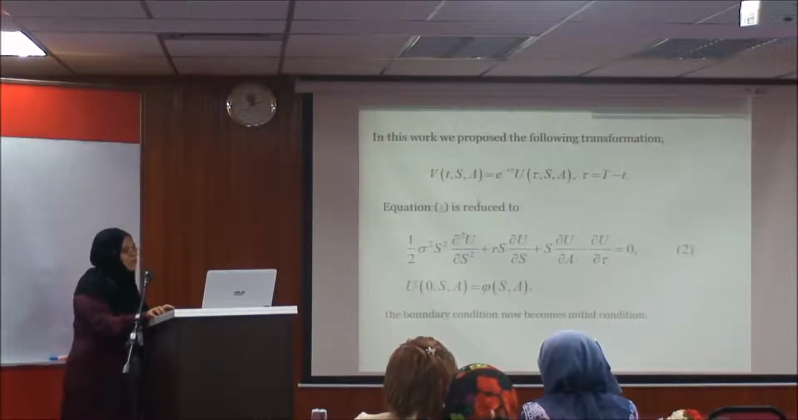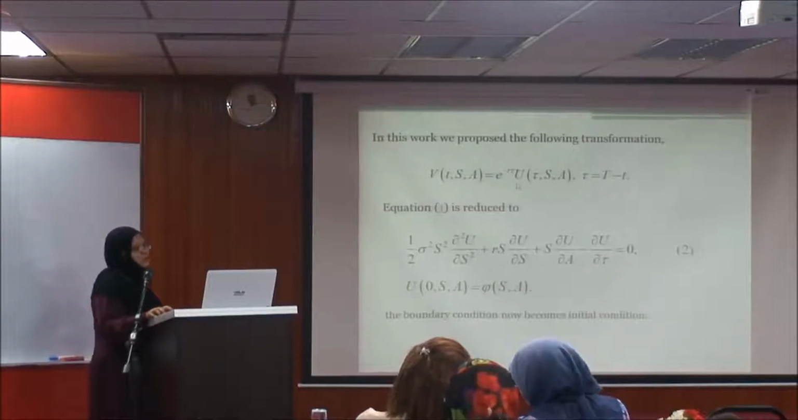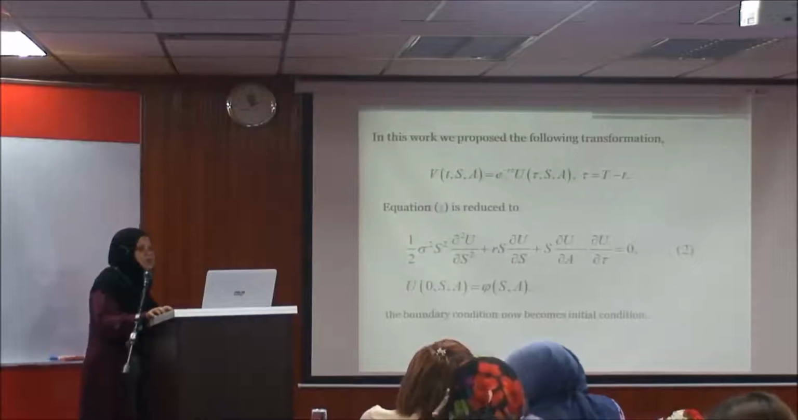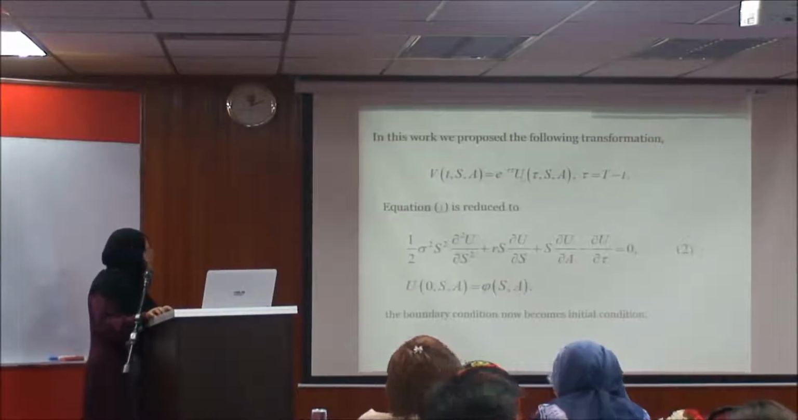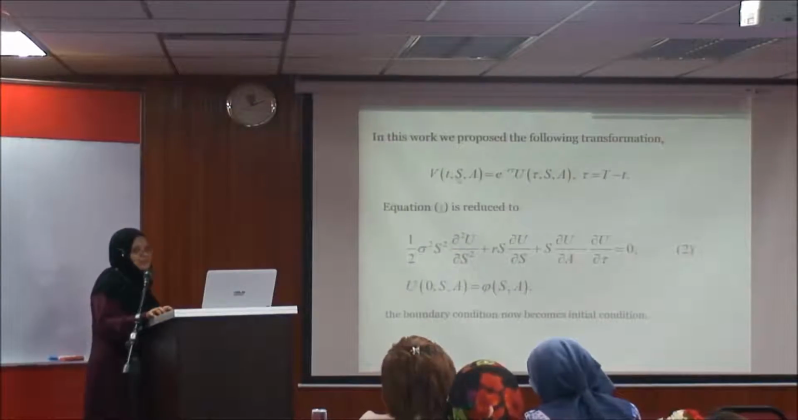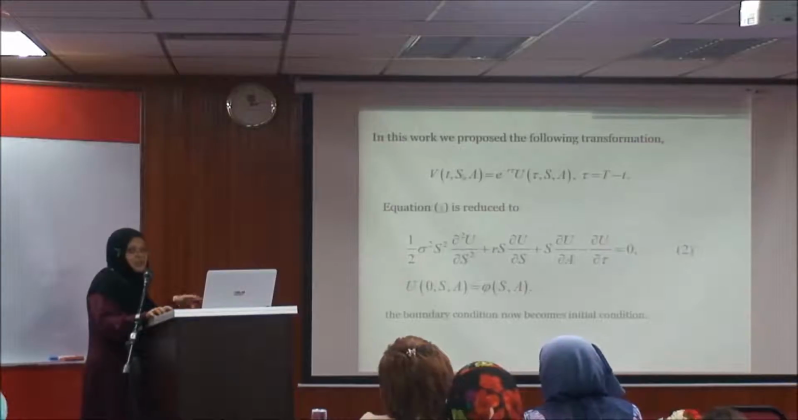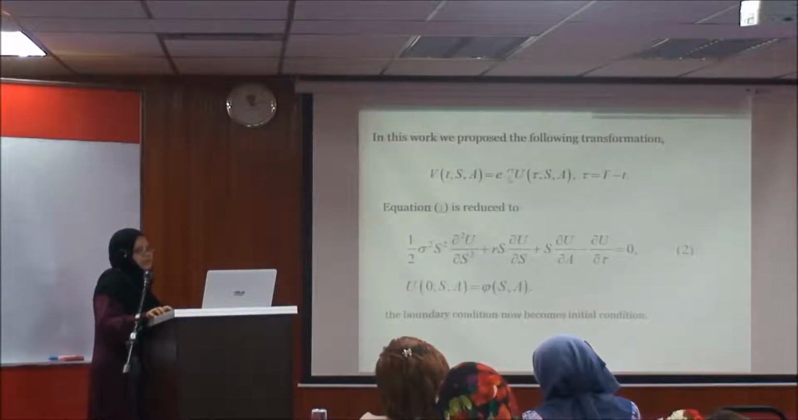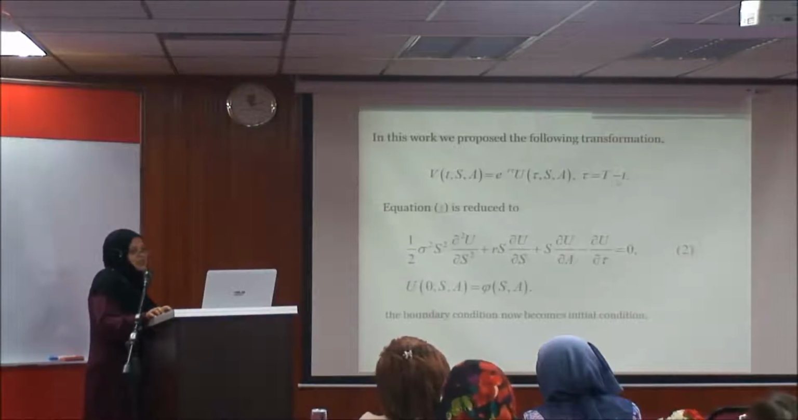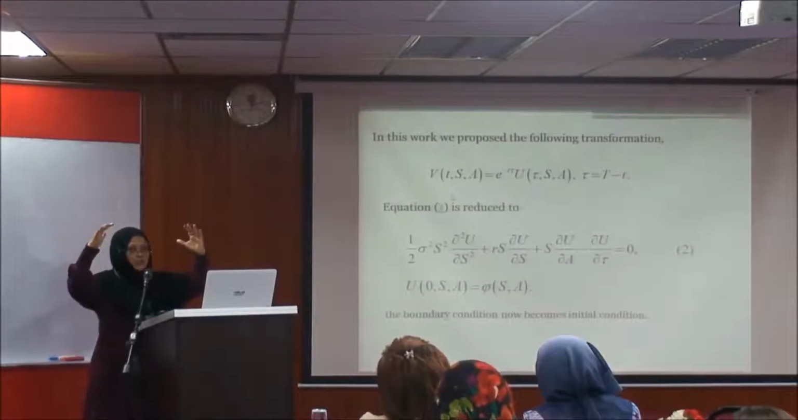Okay. So V, we will transform it or change the variables into U with the same t, S, and A, time, stock, and average. But we multiply it with exponent negative r tau, whereby the tau is actually the T, the big T, minus the small t, the maturity date, and any time between that interval, 0 to the big T.